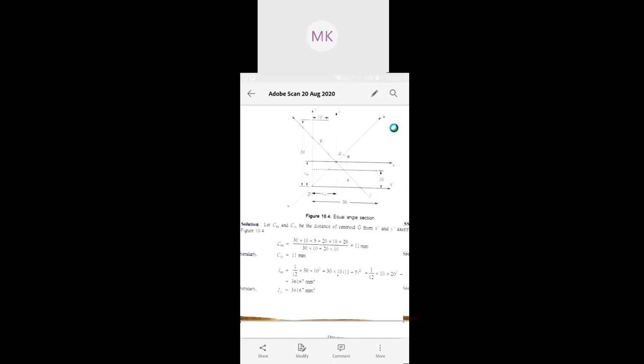So after finding A1 and A2, now we need to find X1, X2 and Y1, Y2. For finding X1 and X2, we need to find the distance of both sections from the x dash axis. That X1 and X2 is nothing but half of the dimension of the section. As you can see here, it is 30 into 10, and our dimension is 10, so half of that is 5. That will be your X1.